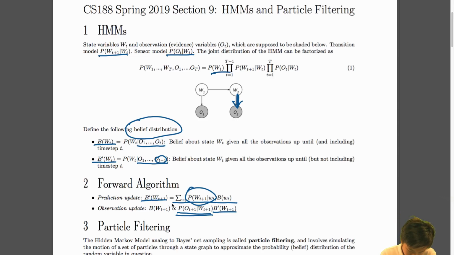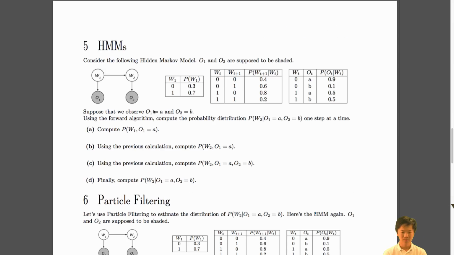And just a quick thing to watch out for over here, that in the observation update, the belief distribution doesn't come out to equal the product of these two, and it's just a proportional sign. And the reason for this can be found in the lectures, so make sure you understand how it works. But this is a proportional sign instead of an equal.